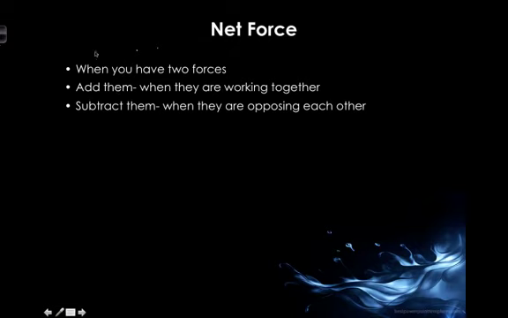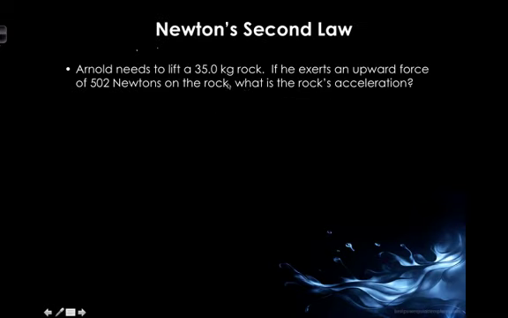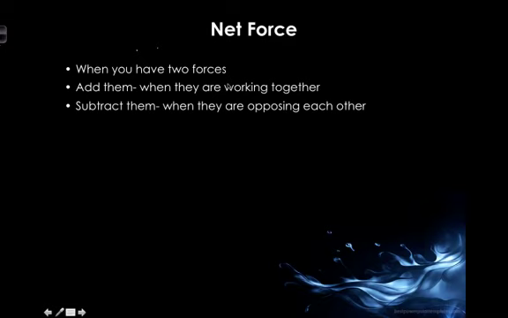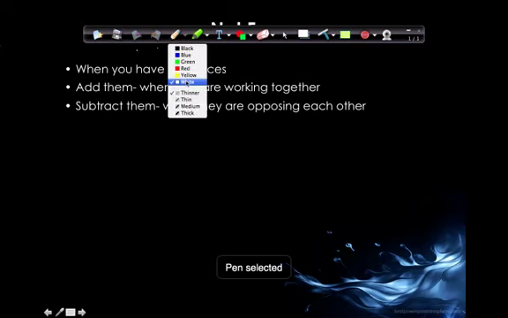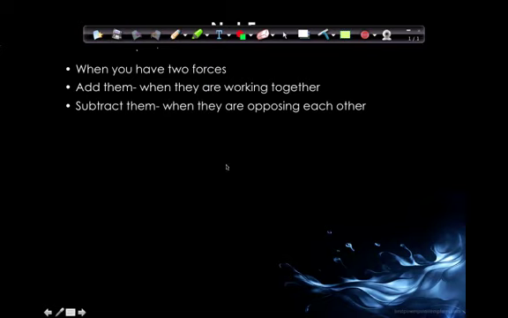So when you have two forces, you will add them when they are working together. So basically, if they are in the same direction, you add them. If they are in opposite directions, you subtract them. So this is for same direction, you will add them. And then you will subtract them when they are opposing each other or they are going in different directions.